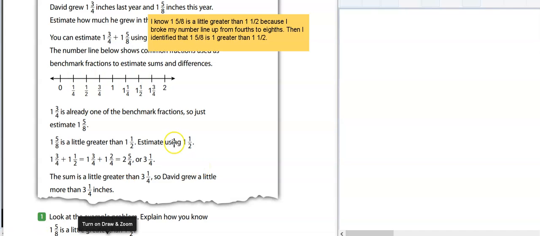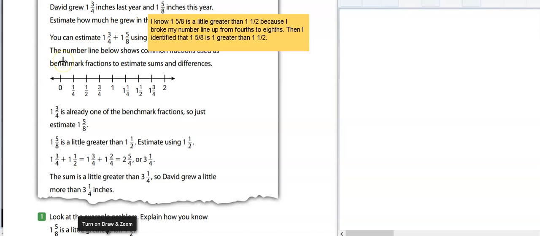So the question asks us to explain how we know that 1 5/8 is a little greater than 1 1/2. How do we know? I know 1 5/8 is a little greater than 1 1/2 because I broke my number line up from fourths to eighths. Then I identified that 1 5/8 is greater than 1 1/2. And that explains what we did up here on our number line.